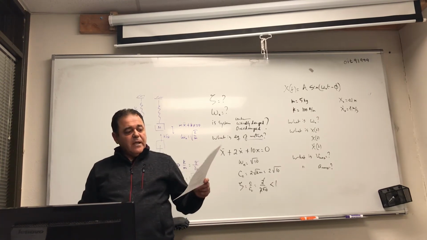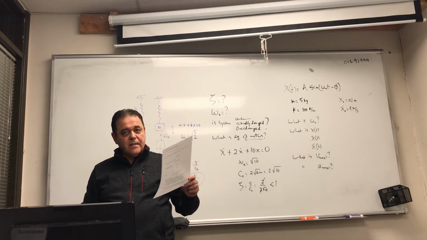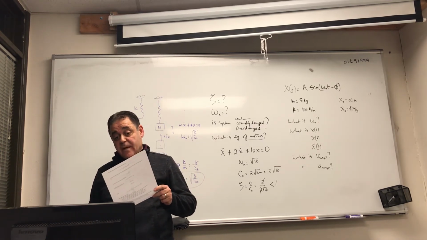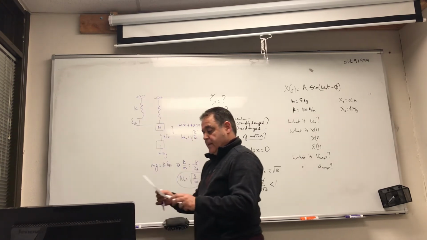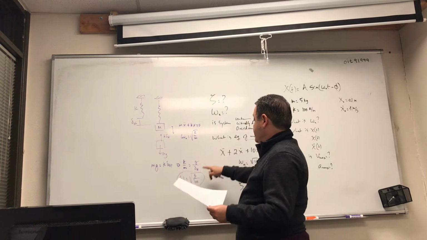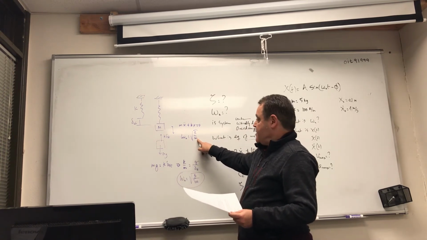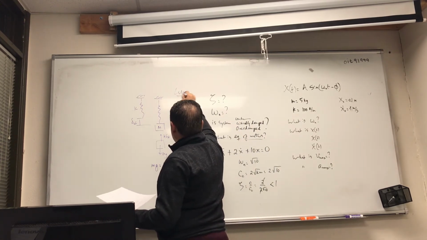Then we move on to lab number 3. Lab number 3 is again the same situation. It's titled Free Vibration of Single Degree of Freedom Systems. We have found that the frequency takes this form, square root k over m. That's what we're going to be looking at for lab number 3.